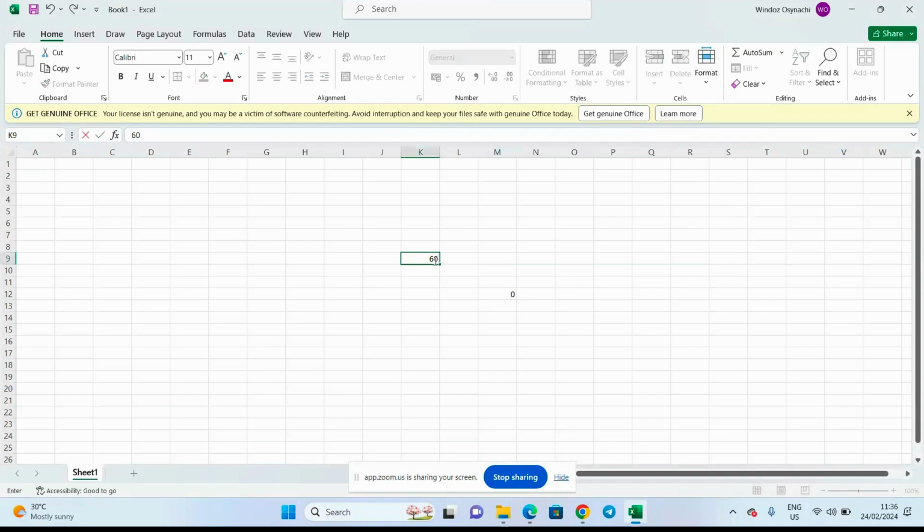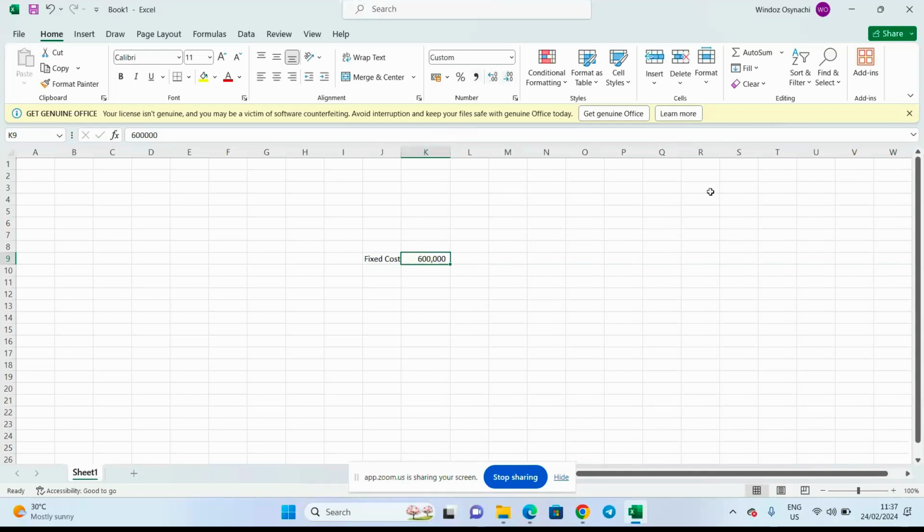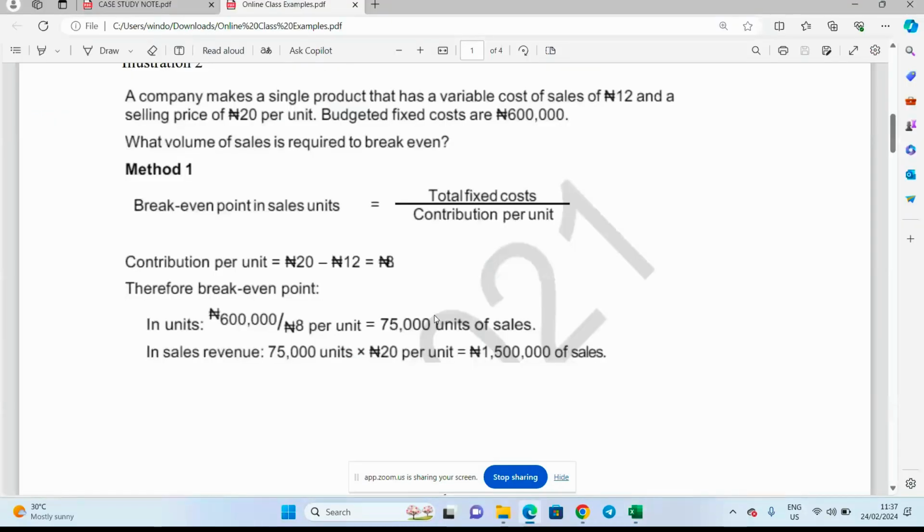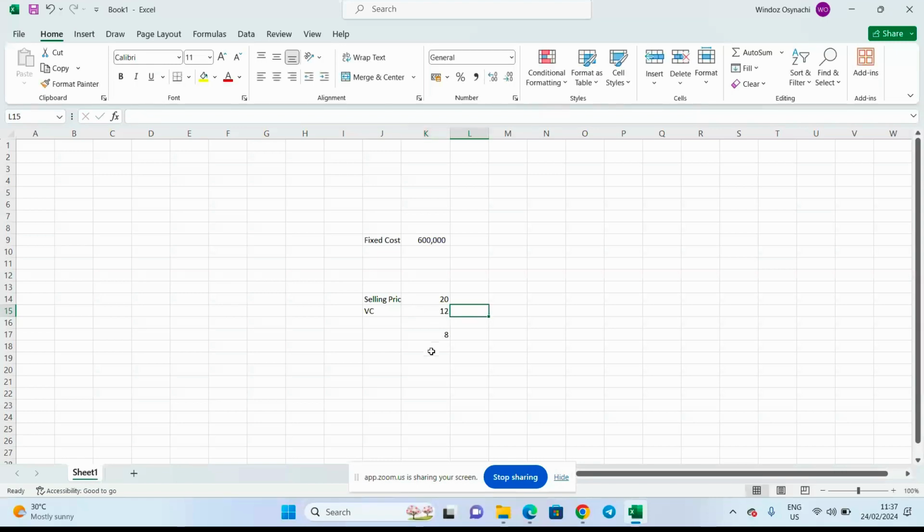So 600,000 is the fixed cost. All right. So contribution sales ratio. Selling price is how much? 20 naira. Variable cost is how much? I think variable cost is 8 naira. It's 12 naira. You understand? That is, our contribution is 8 naira.